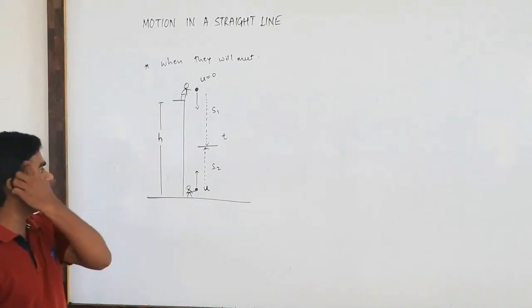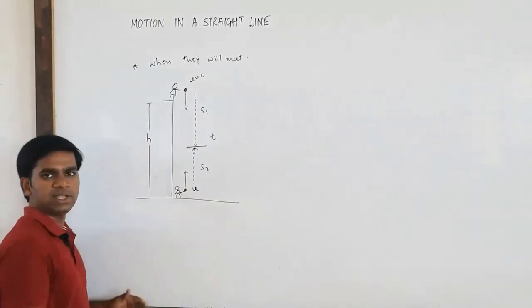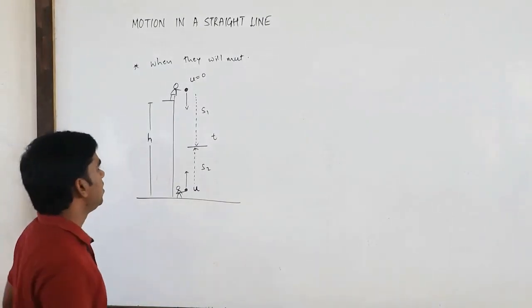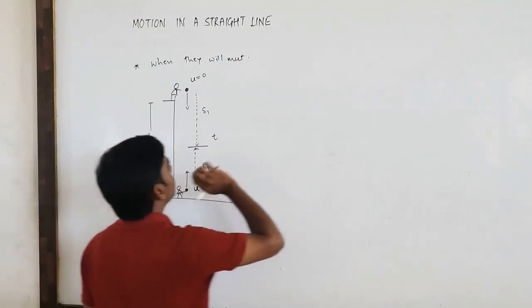So how we can calculate that t? With the known quantities. What we know, you know u and h. Apart from that, nothing else. g you know. For this person, I will write the equation for s1. So what is that?